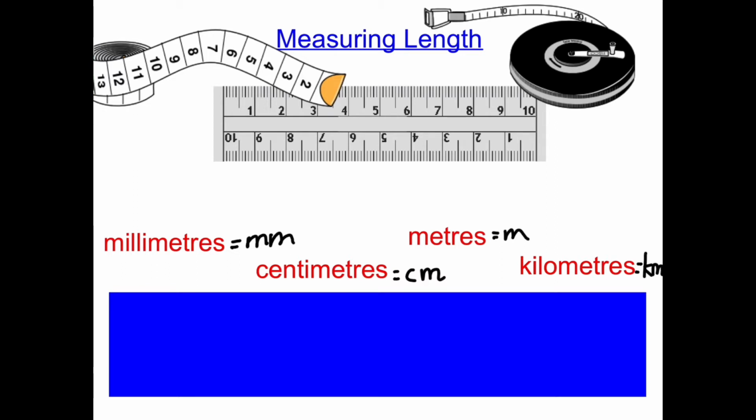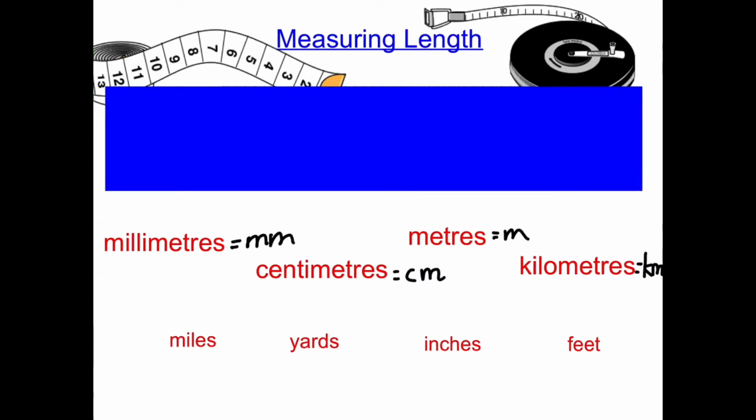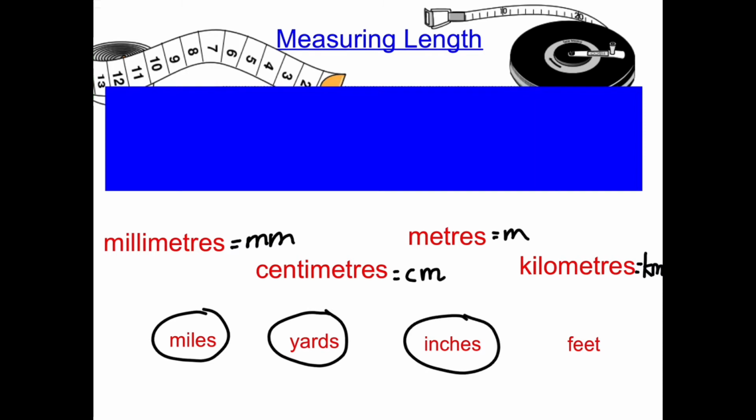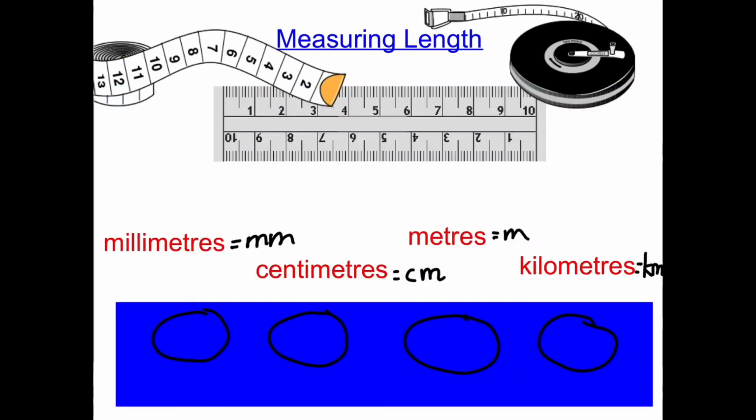Now sometimes you see some other words to do with length, and I've hidden them under here. And we've got miles, yards, inches and feet. Now we're not going to be using any of those. Those are sort of really old-fashioned words, different ways of measuring. You do hear them a lot still, but those are not the ones that we're going to be using in school. We are using millimetres, centimetres, metres and kilometres.